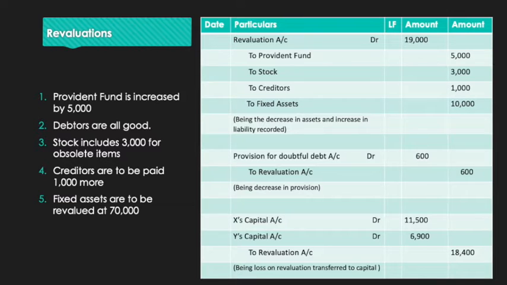So 18,400 divided by 8 into 5 gives us 11,500, and 18,400 divided by 8, that is 2,300, into 3, that is 6,900, becomes Y's share. So this is the last journal entry, or the resultant journal entry, of the revaluation account. See the narration: being loss on revaluation transferred to capital account.